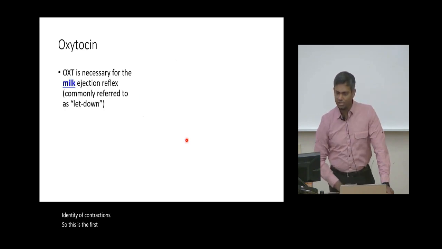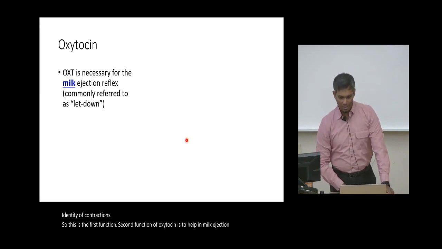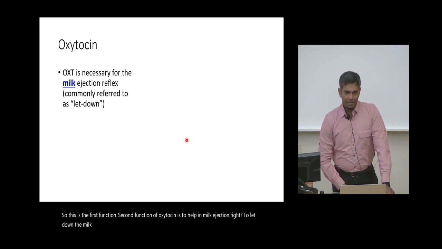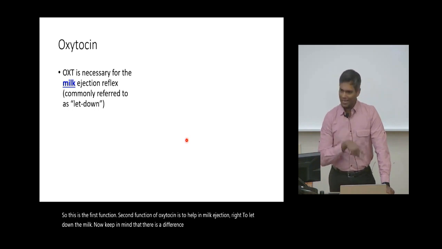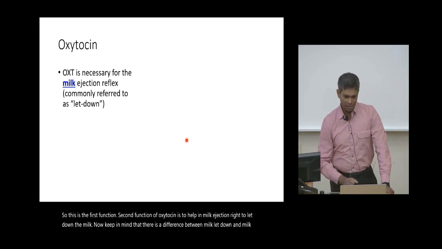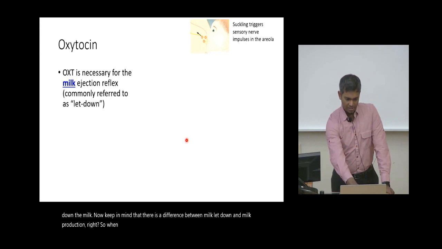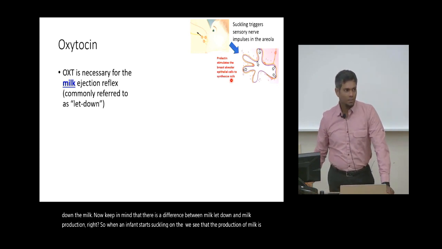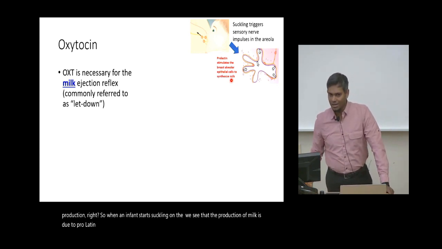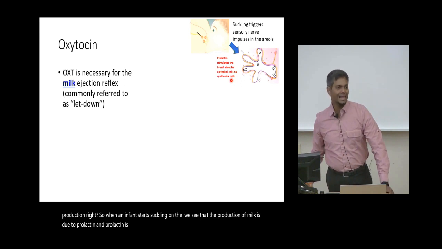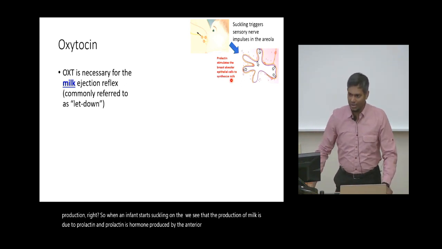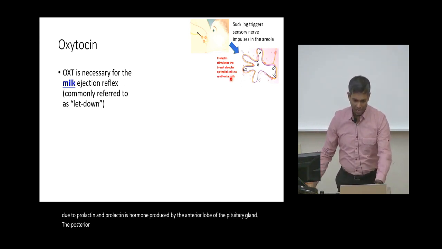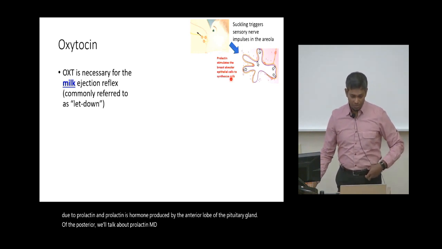The second function of oxytocin is to help in milk ejection, to let down the milk. Now keep in mind that there is a difference between milk letdown and milk production. When an infant starts suckling on the nipples, the production of milk is due to prolactin. And prolactin is a hormone produced by the anterior lobe of the pituitary gland, not the posterior lobe. We'll talk about prolactin when we come back tomorrow.